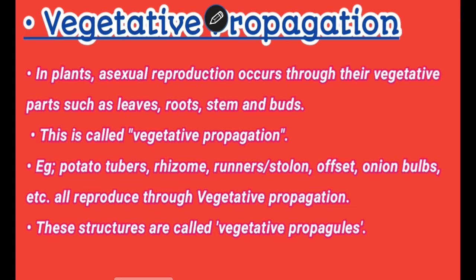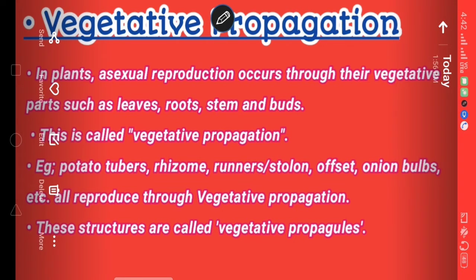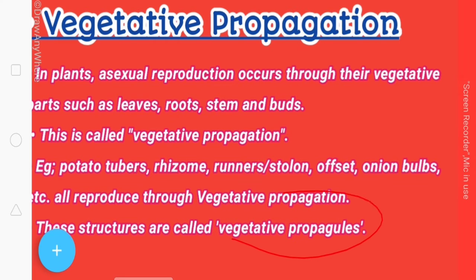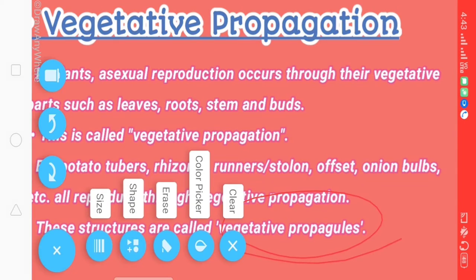So we can get a new potato plant from potato tubers. From the rhizome of ginger we can get a ginger plant, even from the runner or stolon of some of the plants we can get a new plant. From the offset of water hyacinth we can get a new plant. From onion bulbs also we can get a new plant. So these structures are called vegetative propagules. So what are vegetative propagules? The structures from which vegetative propagation takes place are called vegetative propagules. Do remember all these terms.